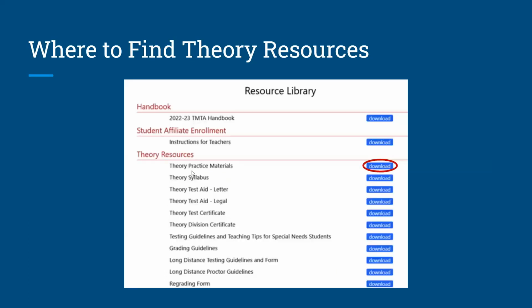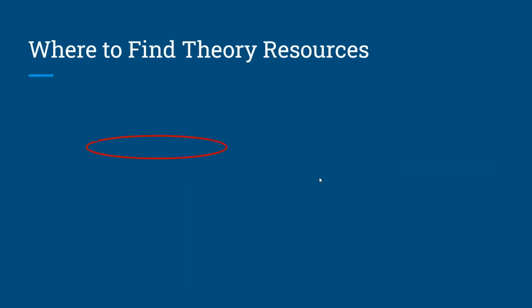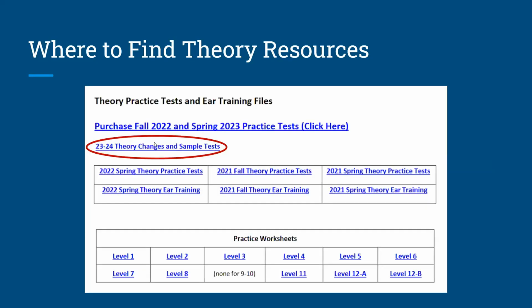And then once you are in there, you'll click on download, and that takes you to this screen. And here is where you will find the 23-24 theory changes and sample tests. If you're wanting to purchase old tests, you would do that with this top link, and it will hopefully always be updated with the most recent tests. So right now it's last year's test. After we have completed the fall's testing, it would change to spring 2023 and fall 2023 practice tests. And then they keep 6 sets of tests up online for you to use.